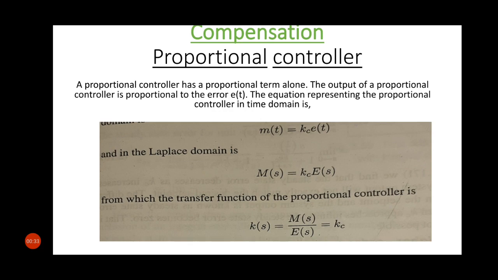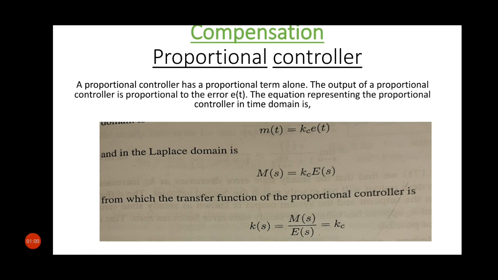Adding some zeros and poles to the original system to improve its dynamic performance is known as compensation. So in this lecture we will discuss some of the compensation schemes. Let's start our discussion.